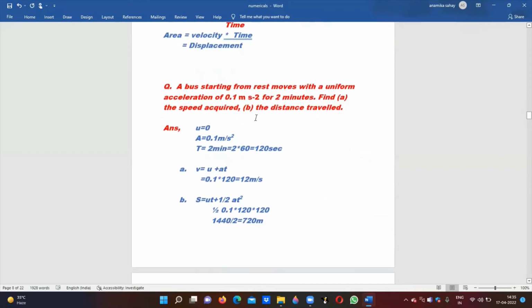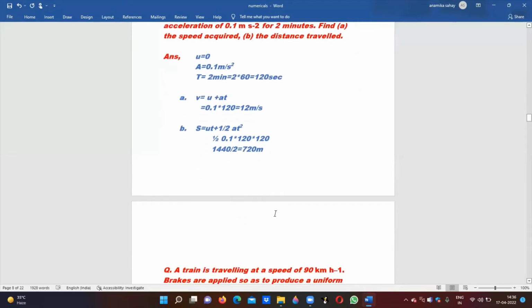A bus starting from rest, means u is equal to 0, with uniform acceleration of 0.1 meter per second square. Acceleration is also given, for 2 minutes. Find speed acquired and distance traveled. No problem. Initial velocity is 0. Acceleration is also given. Time is 2 minutes, converted into seconds. Now first, speed acquired. Speed is equal to u plus at. By substituting values, we will find it. Now distance is ut plus half at square. By using this formula, we will get the answer.